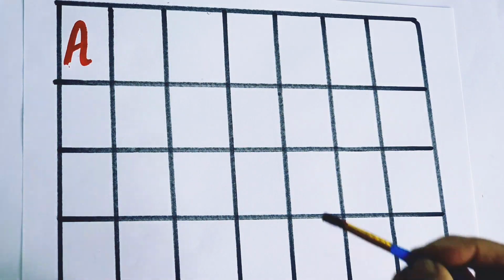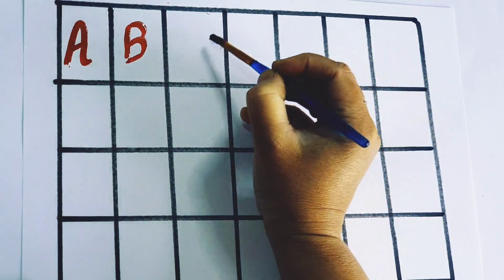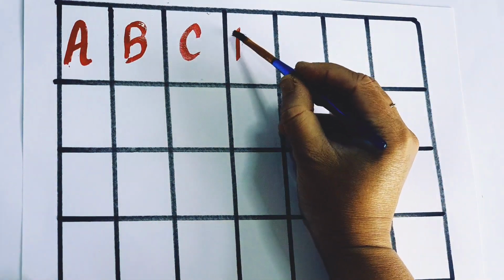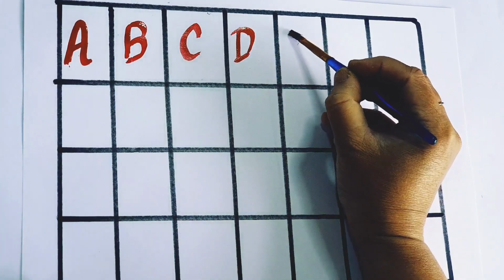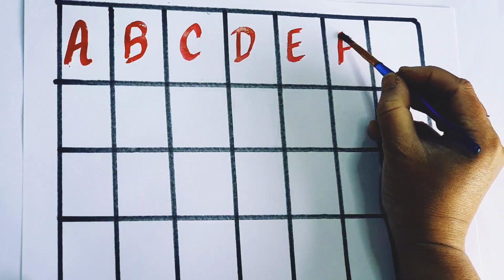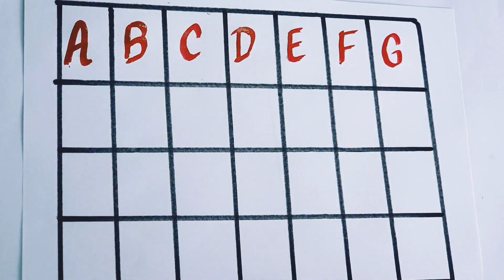A for apple, B for banana, C for cat, D for dog, E for egg, F for fish, G for goat.